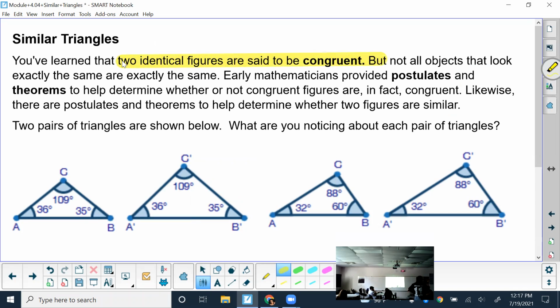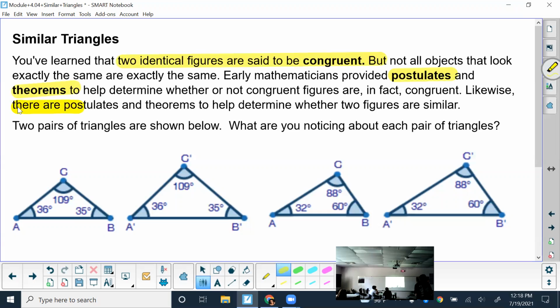So two identical figures are said to be congruent. But just because an object looks like it might be exactly the same, maybe they are, maybe they aren't, you can prove it through some of the postulates or theorems that we learn. And just like how we prove things are congruent, we can prove if they are similar as well. So today we're focusing on whether two figures are similar or not.